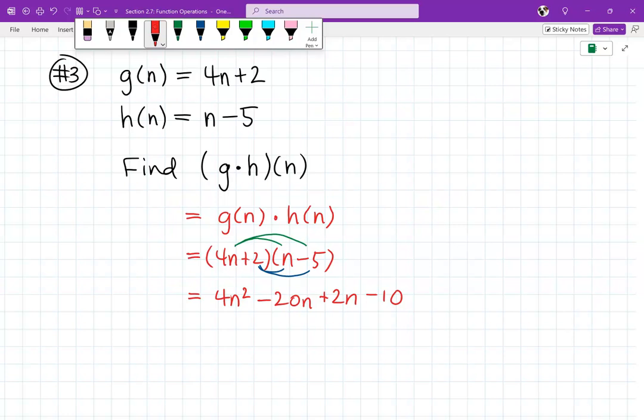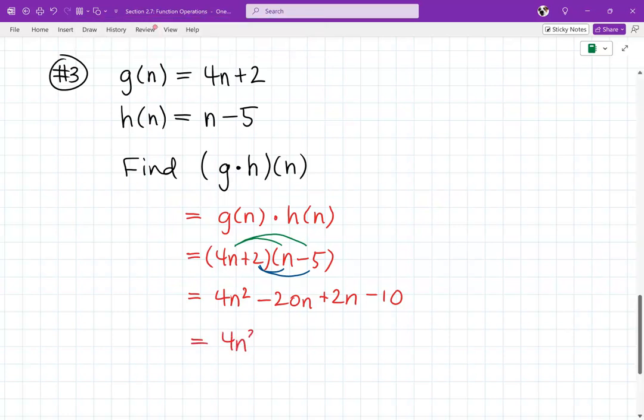So putting everything together, I get 4n squared. Negative 20n plus 2n is negative 18n. And then I get a minus 10.